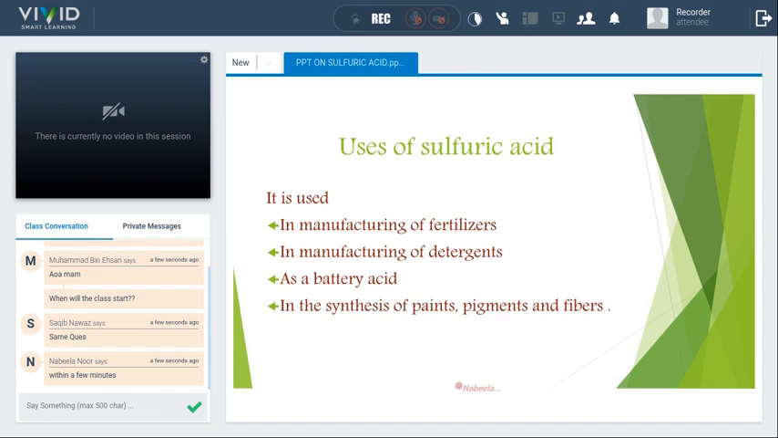So with this, you cover a complete topic of sulfuric acid from CAIE. That is the synthesis of sulfuric acid by the contact process, the uses of sulfuric acid, and the uses of sulfur dioxide.